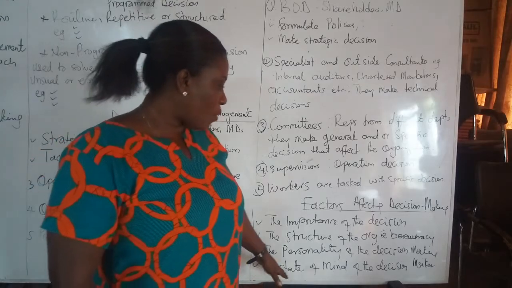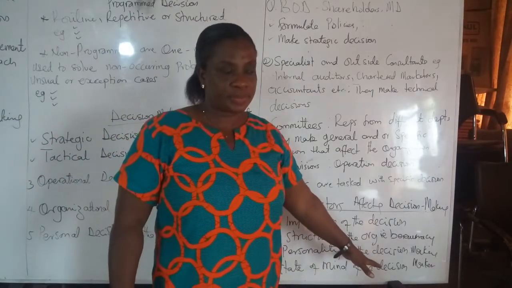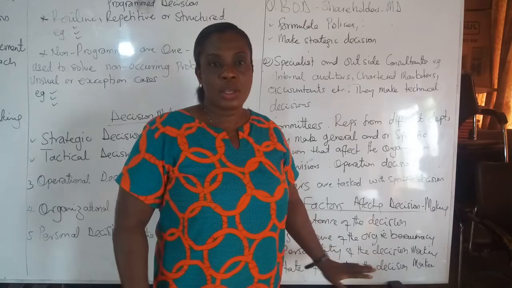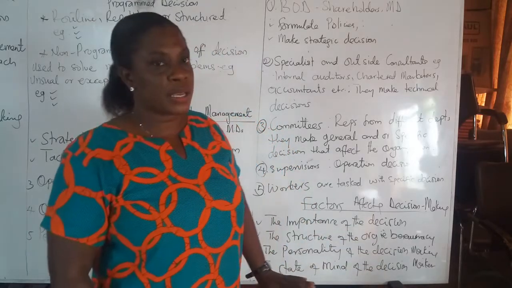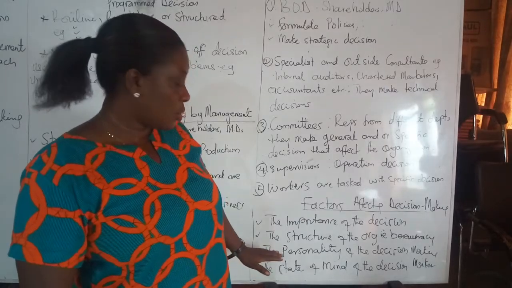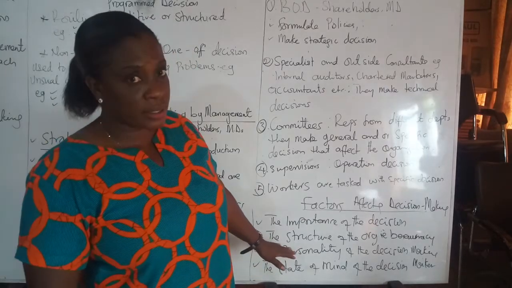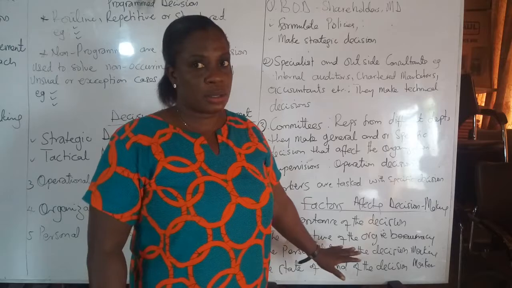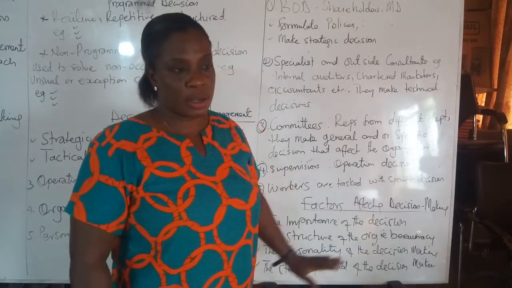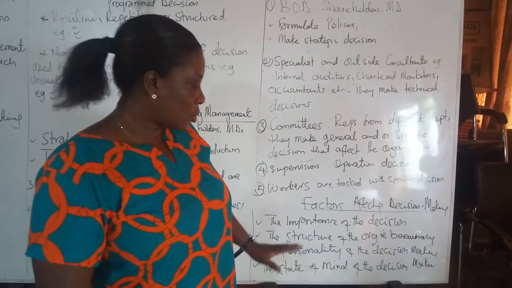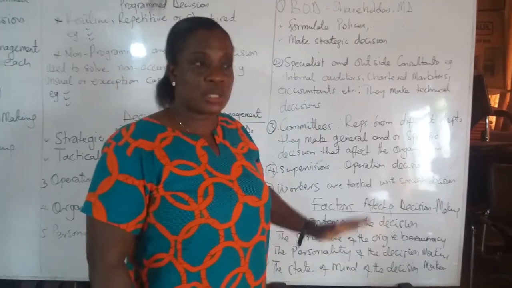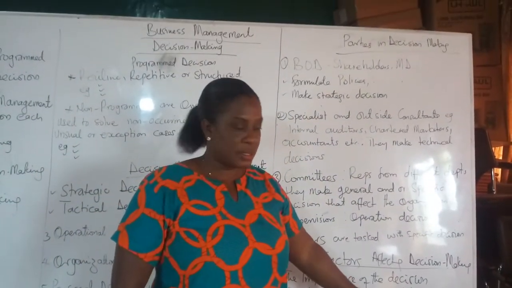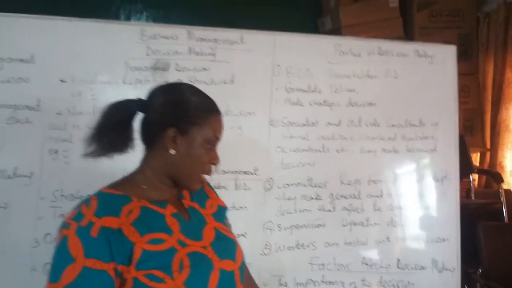Then we have the state of mind of the decision maker. When you are very happy, you don't make promises. And when you are very angry too, you don't make decisions, else your mood will let you make a wrong decision. So at any point in time, you should make sure that you are in the right state of mind to take a particular decision, to solve a particular problem.